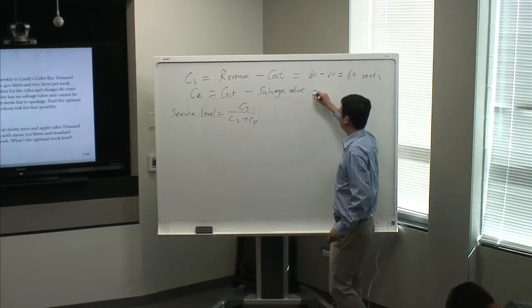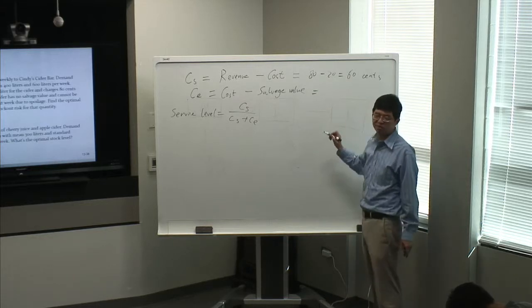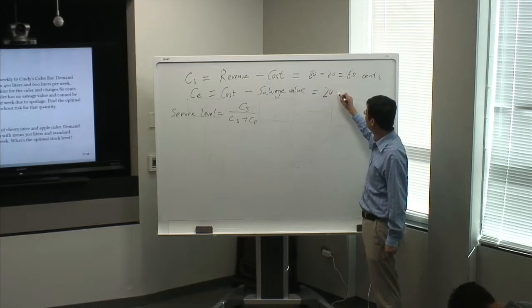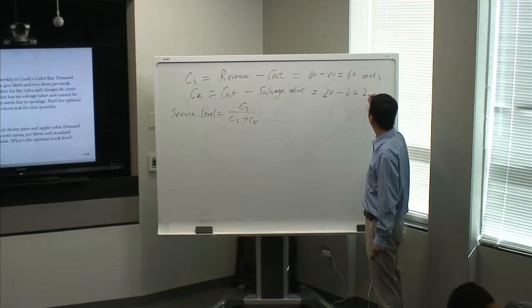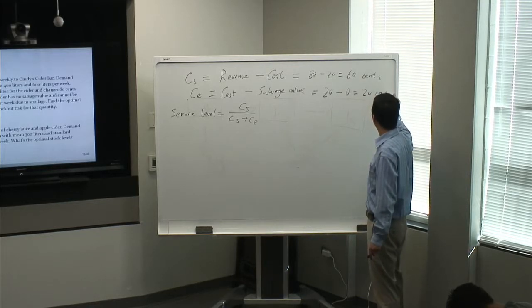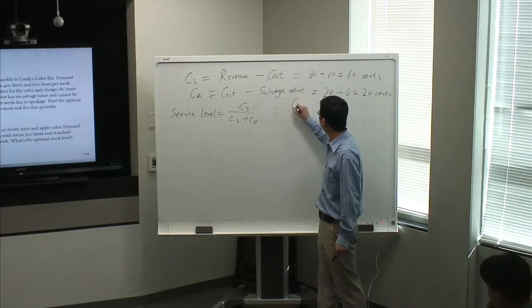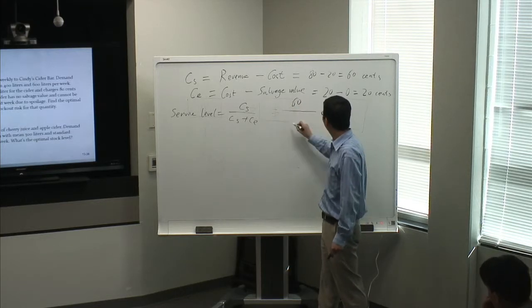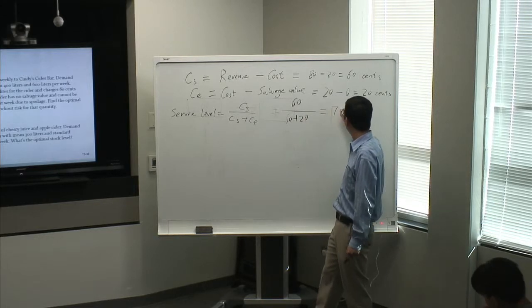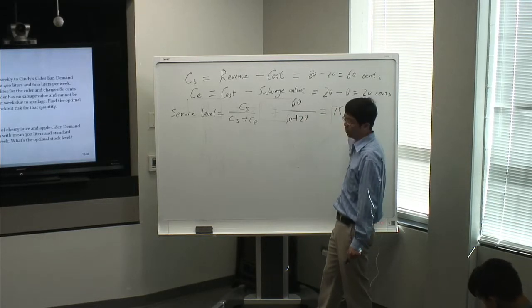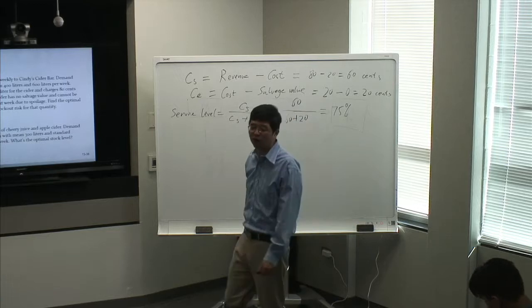How do you calculate CE? 20 cents minus 0, so it's 20 cents. Then the optimal service level becomes very straightforward, right? So it's 60 divided by 60 plus 20, 80. So you get 75%. You can write down 0.75, it's the same.